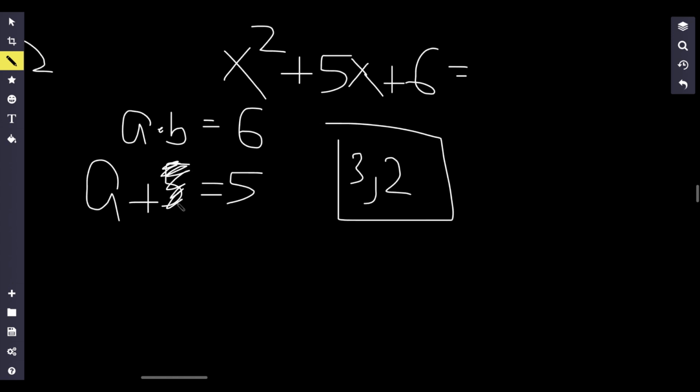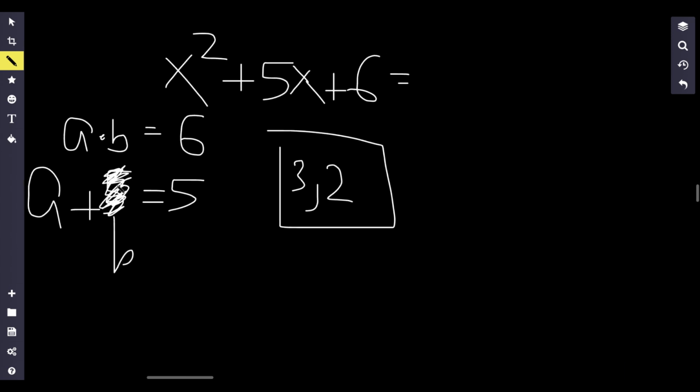Sorry if I wrote a 5 here. I meant a plus b. It kind of looked like that was a 5. I don't know what that was.